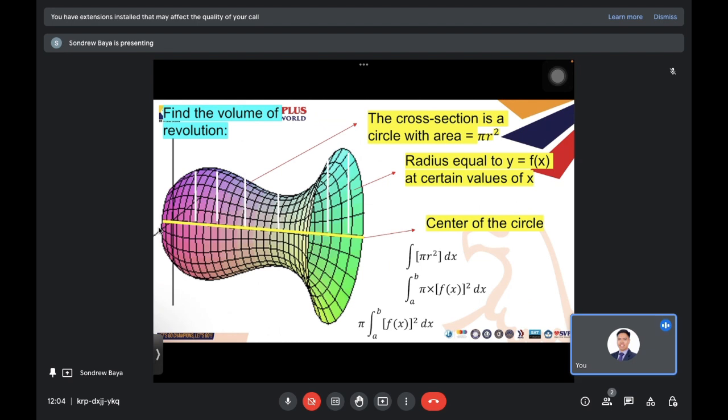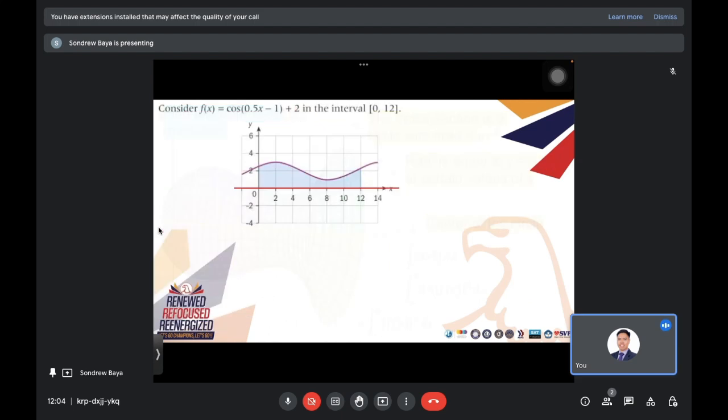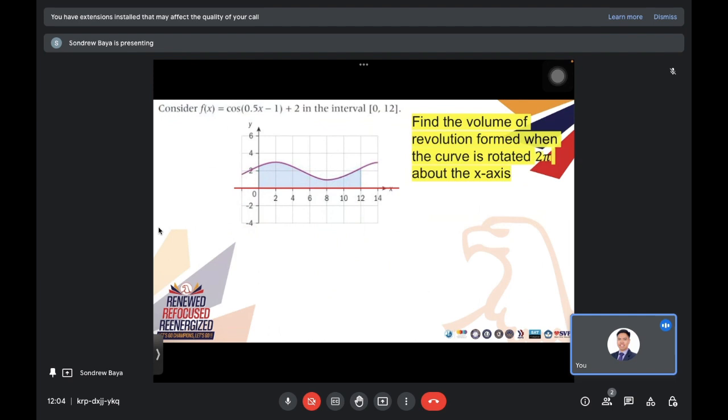Let's try to have some examples for you to be able to understand this further. Let's go back to this particular example. Suppose you are to find the volume of revolution formed when the curve is rotated 2 pi about the x-axis. So again, the object formed is the one you saw a while ago. Here we know that the function is equal to cosine of 0.5x minus 1 plus 2.